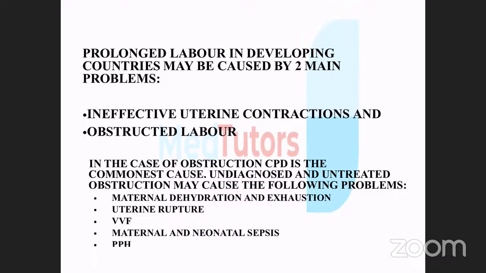Sorry, you have obstructed labor that is not treated. You have maternal exhaustion, there will be uterine rupture, VVF, fetal distress or fetal death. There can be maternal and neonatal sepsis and postpartum hemorrhage. So the consequences of obstructed labor are many. Remember, we just finished discussing VVF. Next slide.